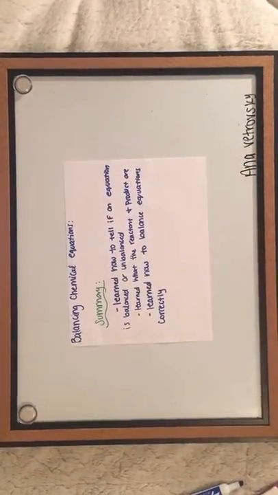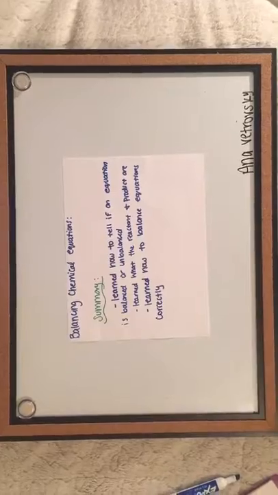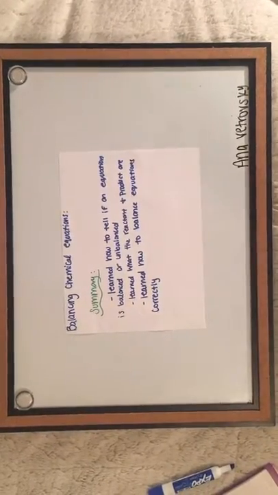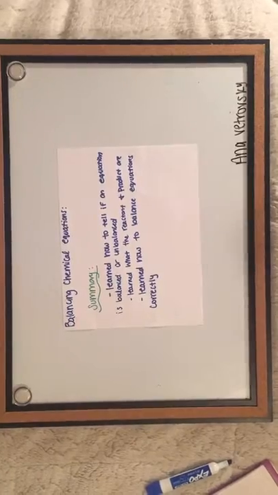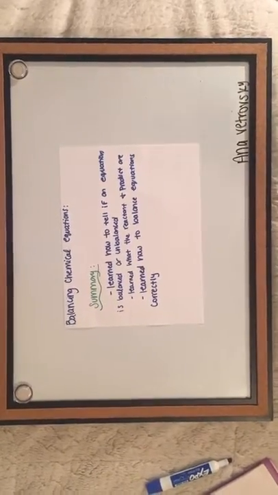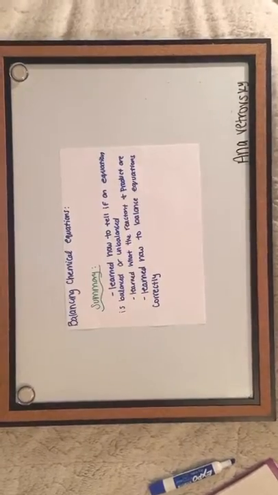So, what we've learned is how to tell if an equation is balanced or unbalanced by the numbers on each side of the reactant and the product side. We've learned what the reactant and the product are, and we've learned how to balance chemical equations correctly.